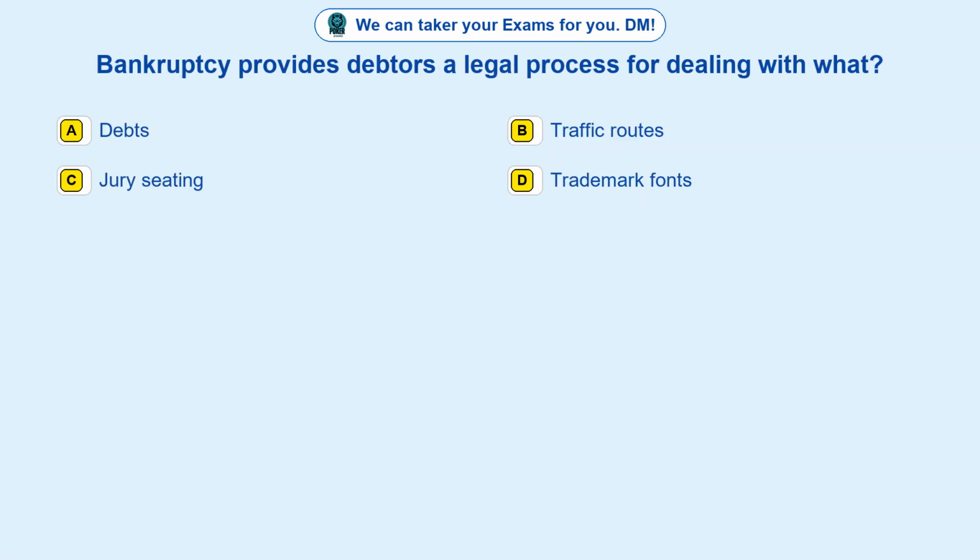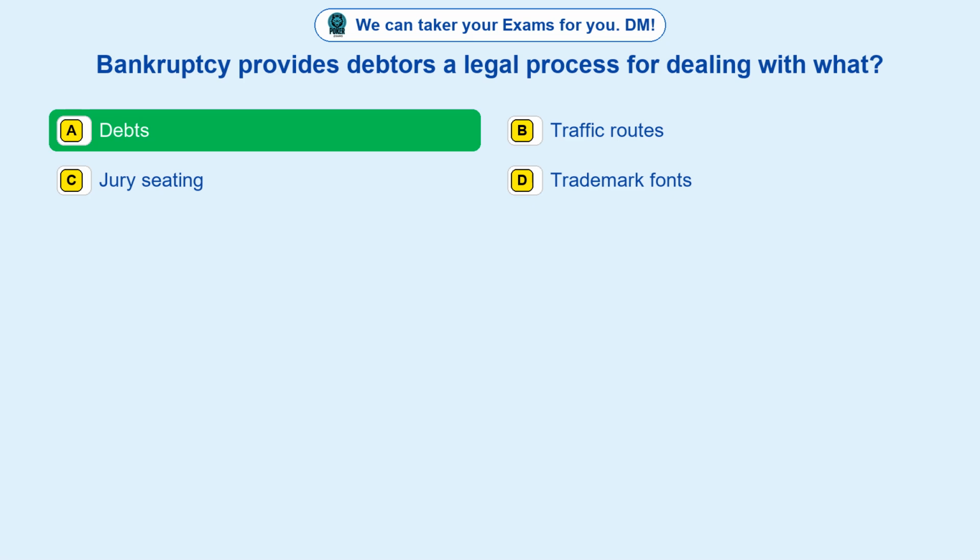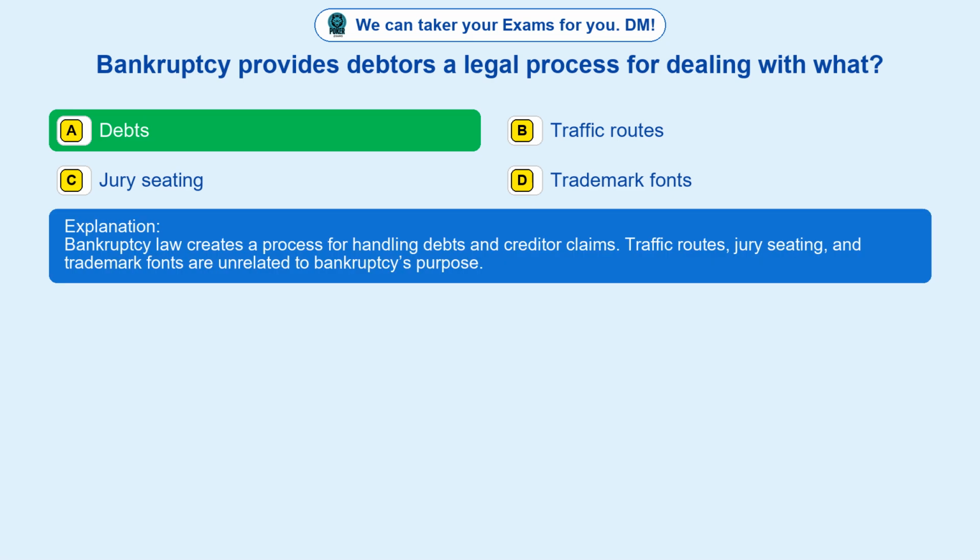Question 89. Bankruptcy provides debtors a legal process for dealing with what? Option A, debts. Option B, traffic routes. Option C, jury seating. Option D, trademark fonts. The correct answer is option A, debts. Bankruptcy law creates a process for handling debts and creditor claims. Traffic routes, jury seating, and trademark fonts are unrelated to bankruptcy's purpose.